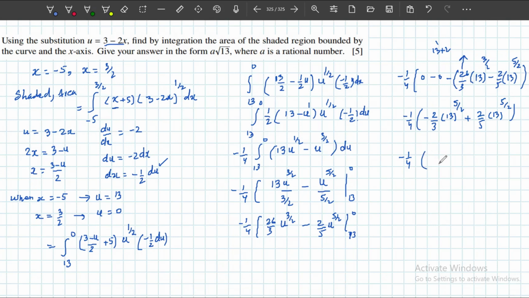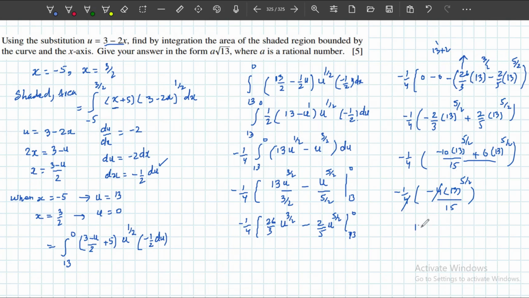And here we can take the LCM. 5 threes are 15, so 15 below, 5 twos are 10. So minus 10, 13 power 5 by 2, and here 3 twos are 6. So 6, 13 power 5 by 2. I took the LCM as well, then minus 1 by 4. Minus 10 plus 6 gives me minus 4. So minus 4, 13 power 5 by 2 over 15. And then we can cancel this 4 and 4, minus minus plus.